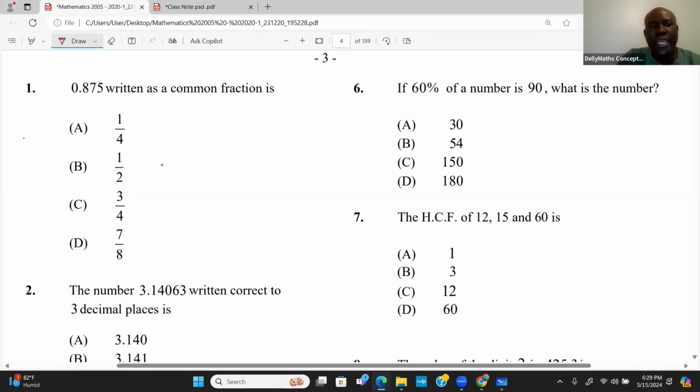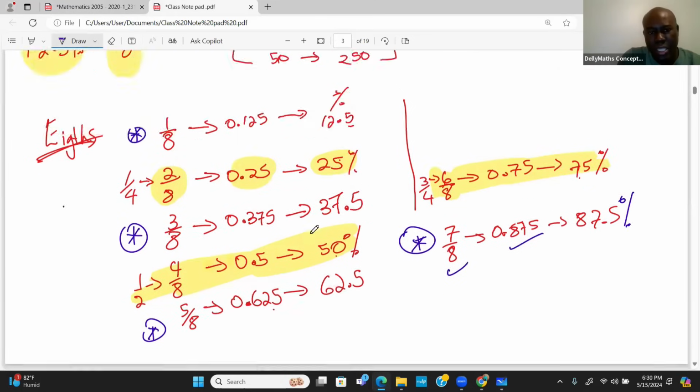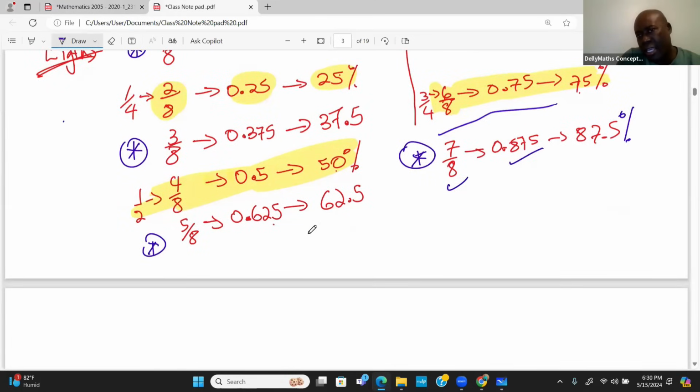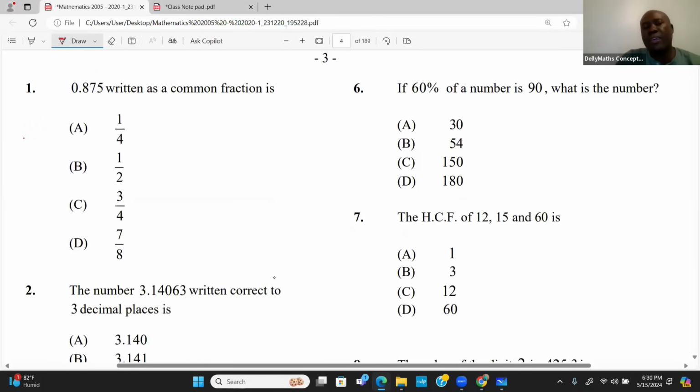It says 0.875 written as a fraction is, see it here. So I was saying the eighths, understanding the eighths right there. But you can work it out, but I'm thinking that you want to know these offhand so that you just say, oh, that is 7/8.